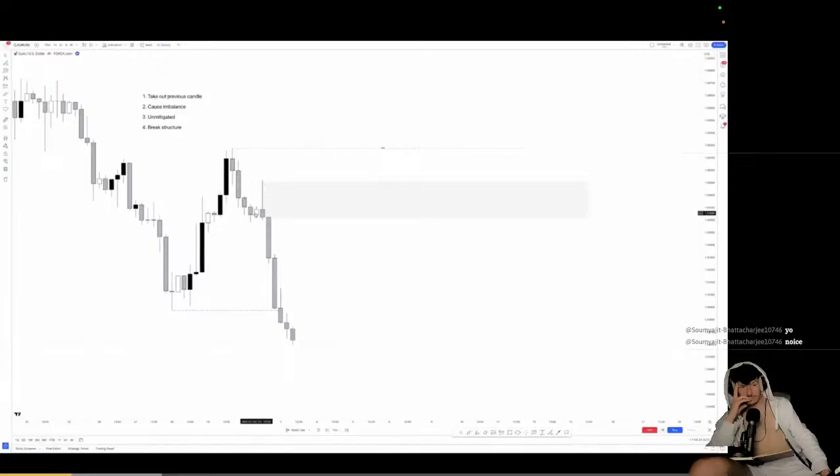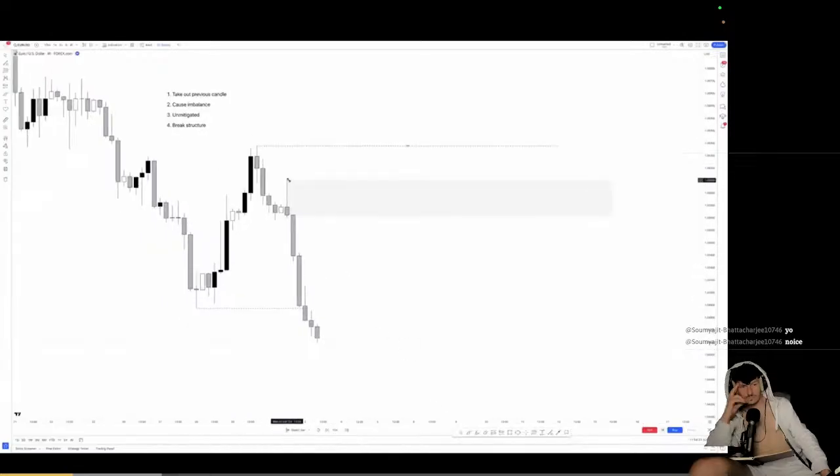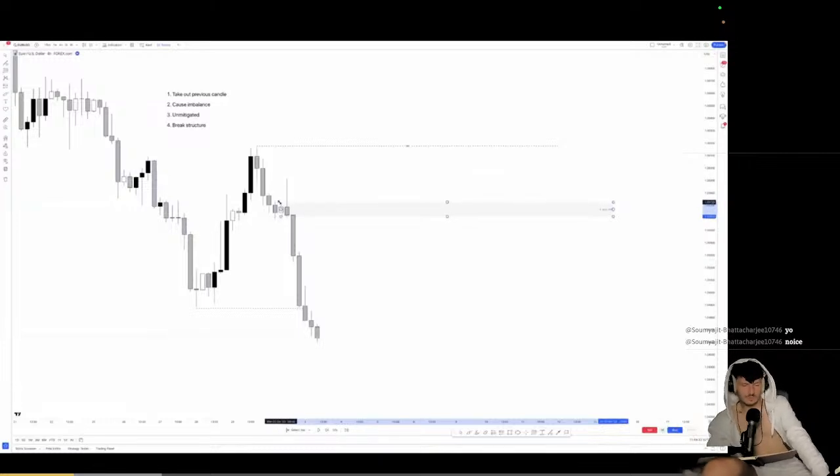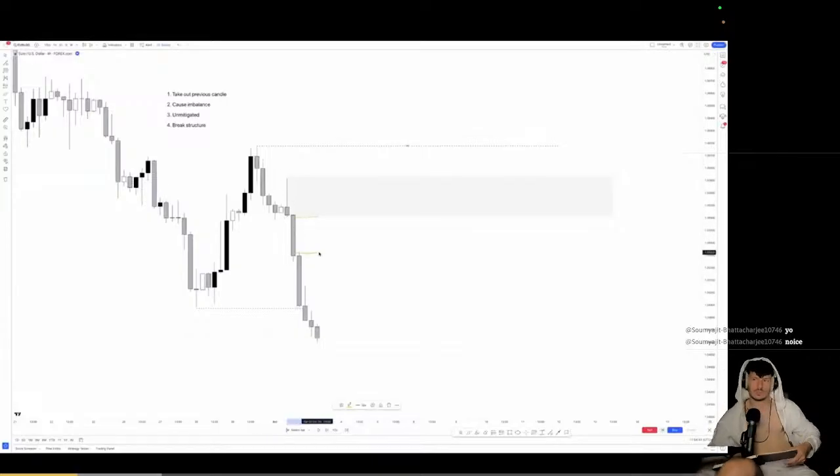Did it take out the previous candle? Yes, it did. Okay, once again, you can put it into this inside mark candle if you want, or you can just put it in this candle right here. Doesn't really matter. You ask yourself, did it take out the previous candle? Yes. Did it cause imbalance? Okay, this and this. Yes, so lots of imbalance right here. Right, and was it unmitigated? Yes. Did it cause a break of structure? Yes. Alright, so cool. There we got our valid order block.